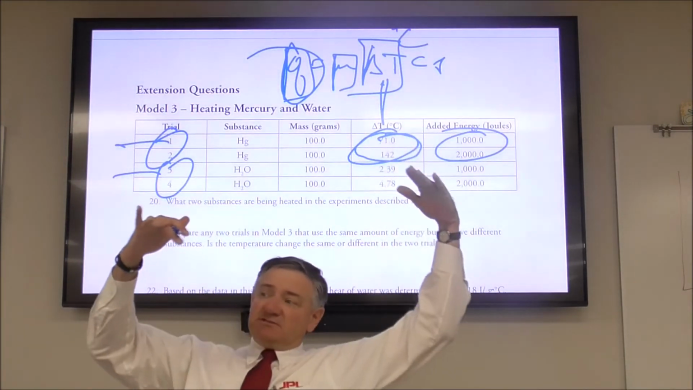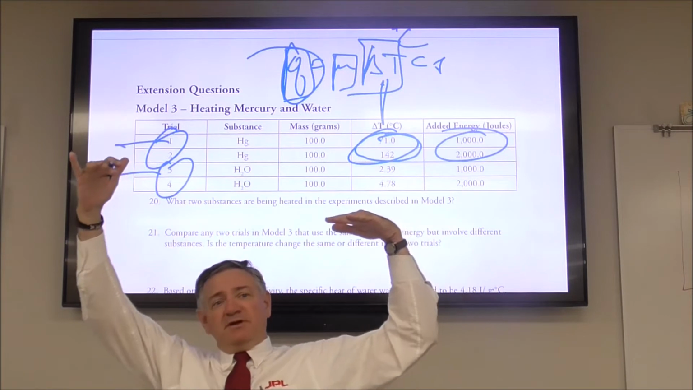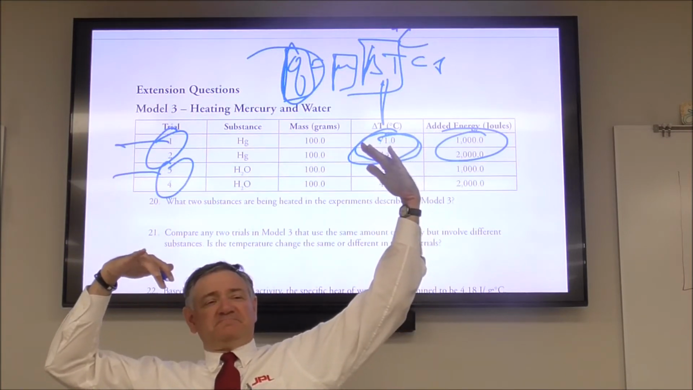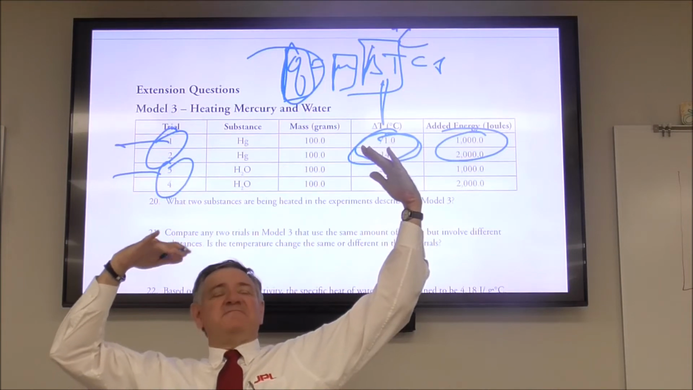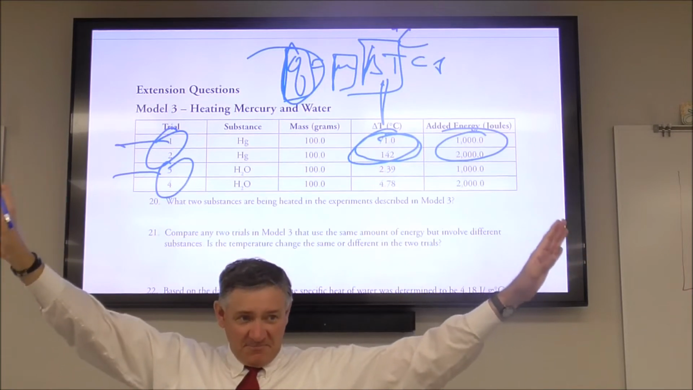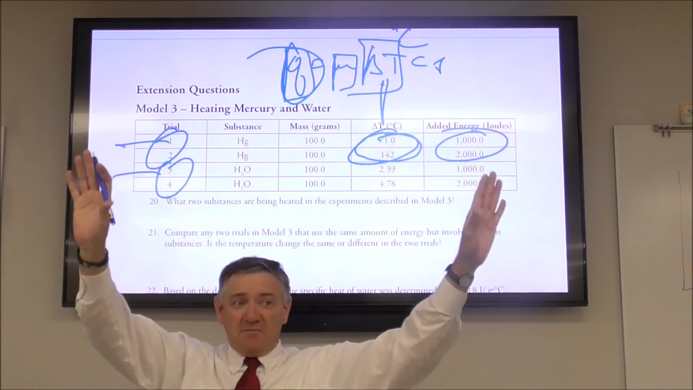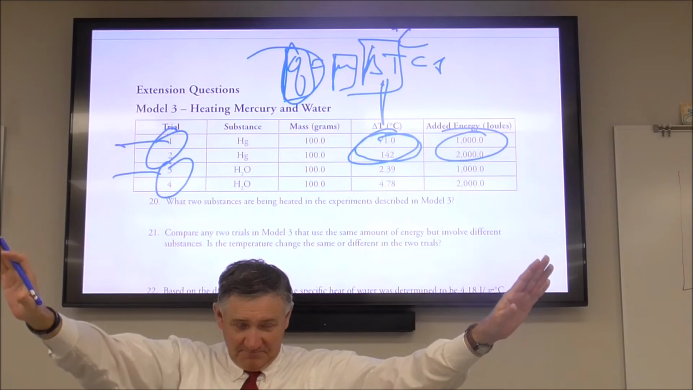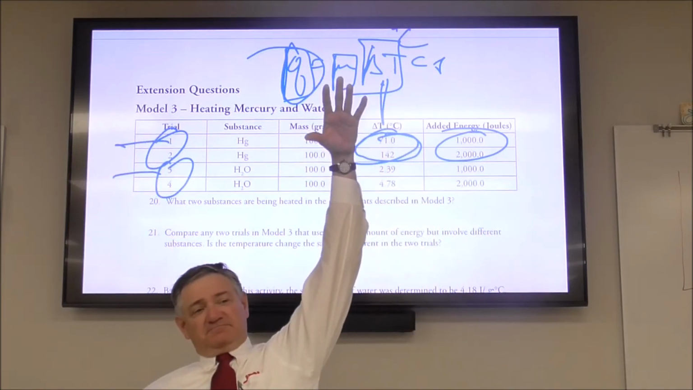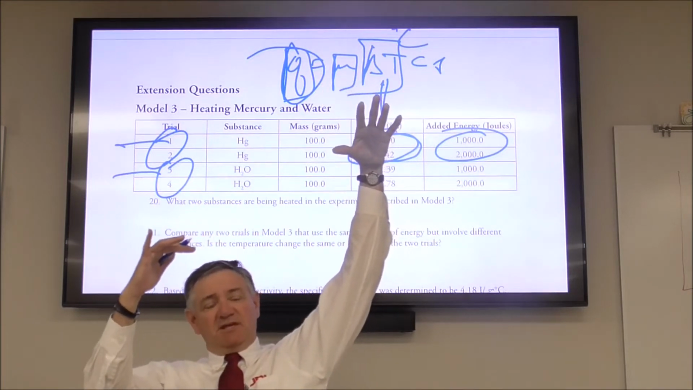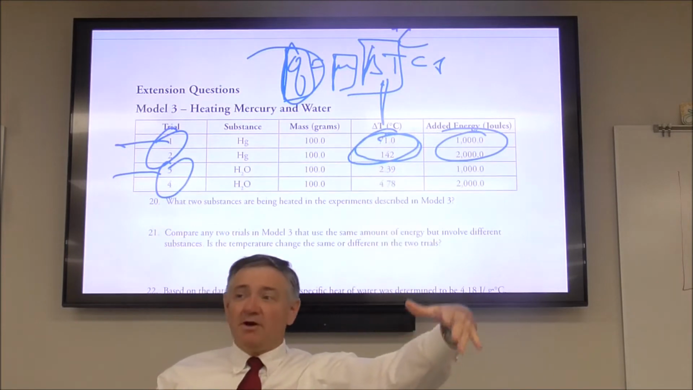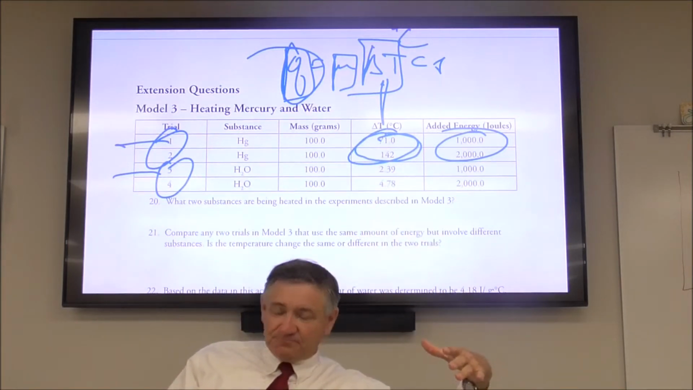So what do you know about the specific heat of mercury? Is that going to be a big value or a small value? Mr. Peterman. Okay. I'm going to dump the same amount of energy into water and mercury. The masses are the same. The mercury has a big change in temperature. So what do you know about the specific heat of mercury? Is it a big number or a small number? Small number. Beautiful.